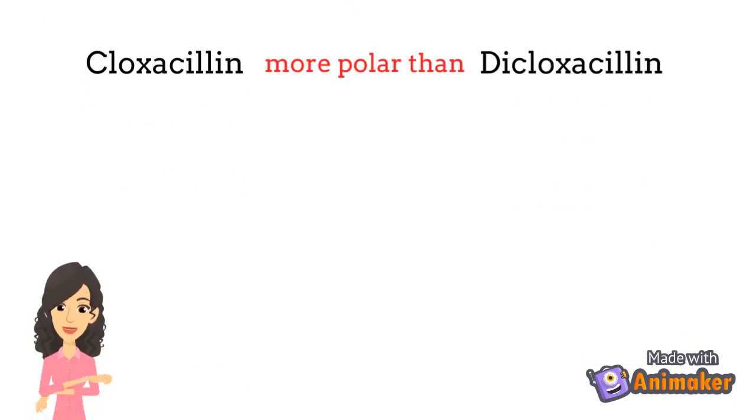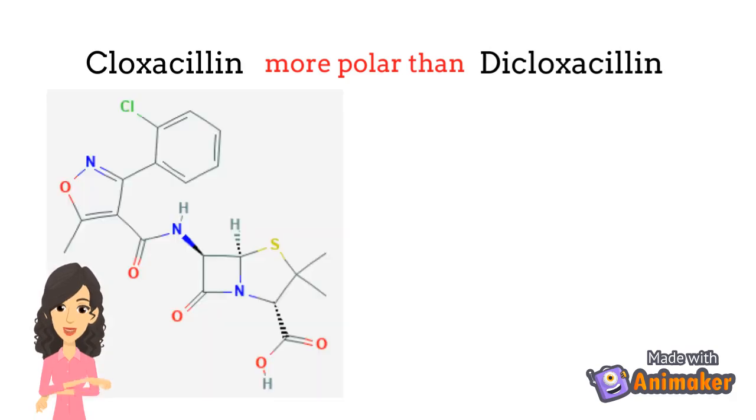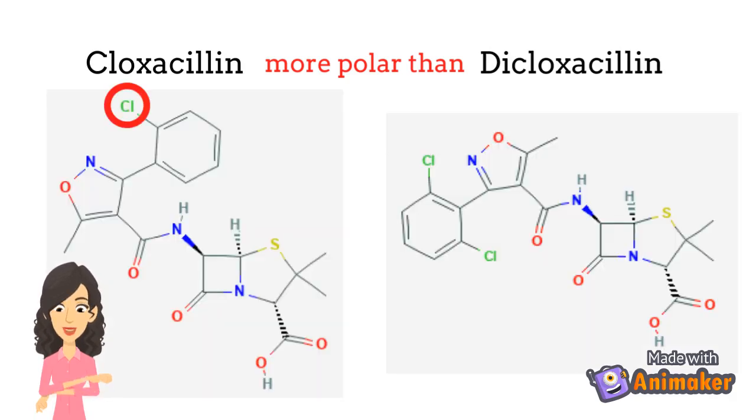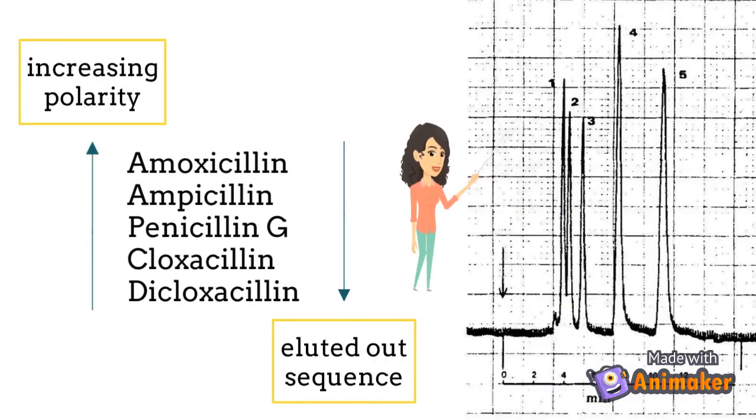Dicloxacillin is the least polar substance and is eluted out last, compared to cloxacillin and the other 3 penicillins. This is due to the presence of 2 nonpolar Cl groups attached to the ortho position of the benzene ring in dicloxacillin, while cloxacillin has only 1 Cl group attached to the ortho position of the benzene ring. So, cloxacillin is more polar than dicloxacillin. So the most polar substance will be eluted out first, while the least polar substance will be eluted out last.